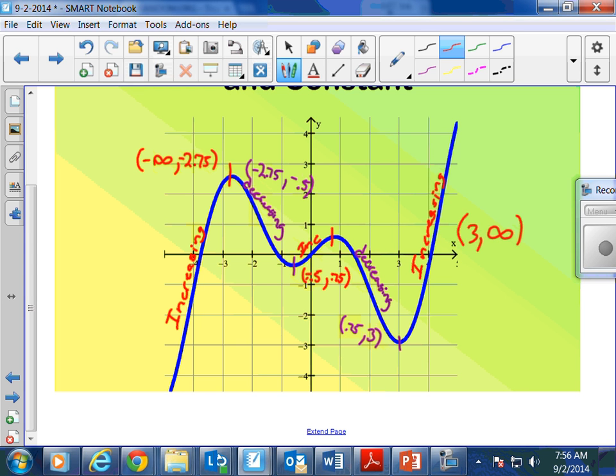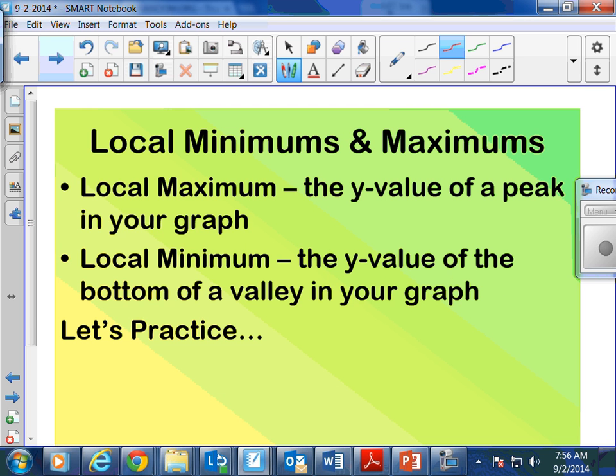So let's move on to the next thing that we're going to be working on. We're going to talk about local minimums and maximums. Let me read the definitions, and I'll have you copy them down. The local maximum is the value of y of a peak in your graph. And the local minimum is the value of the bottom valley in your graph. After that, I'll have you practice, but I'll give you time to write this down. So let me pause the video.